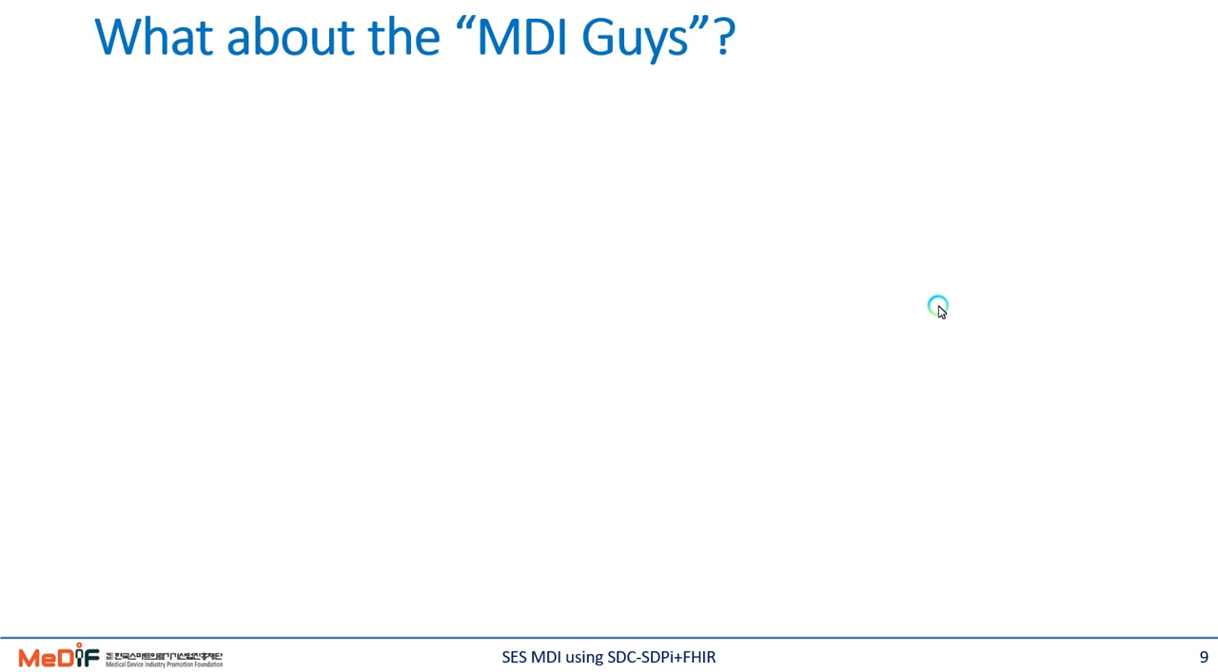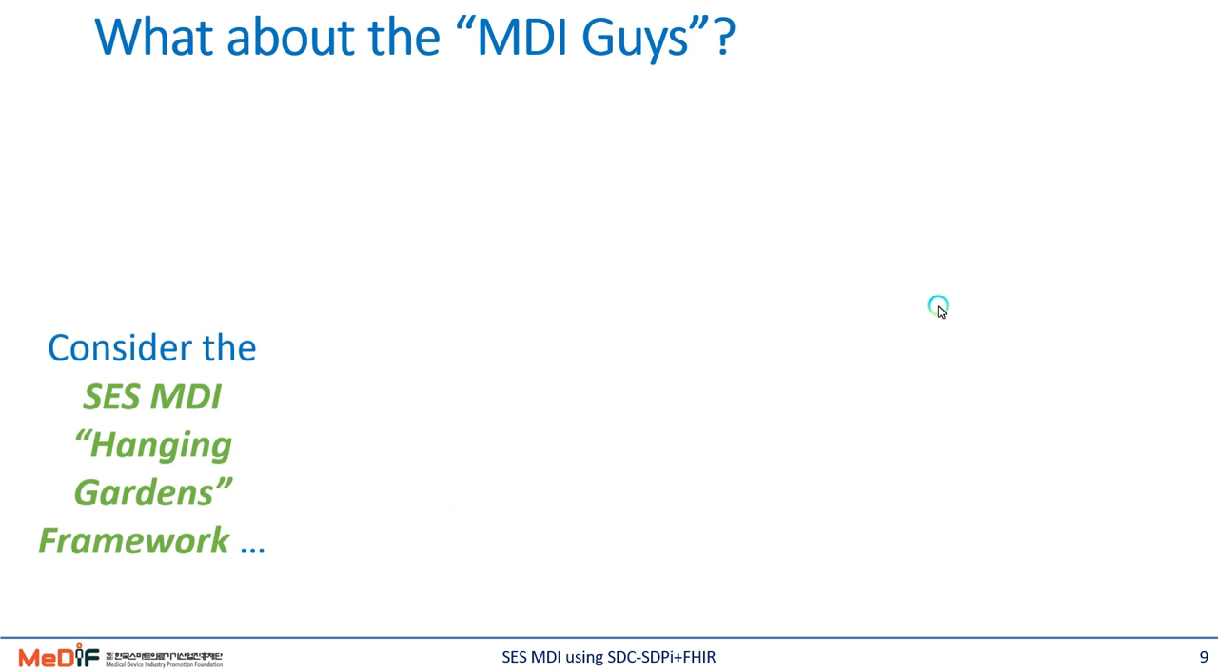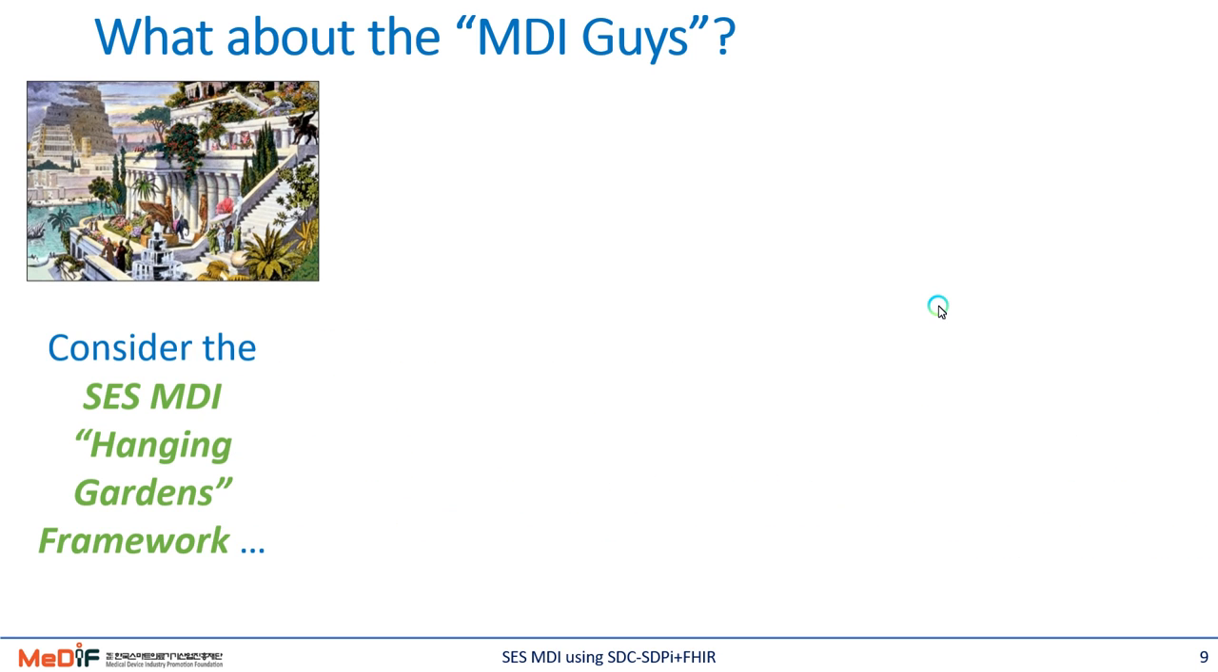But what about the MDI guys? I told you I'm a recovering software engineer at heart. What did we do? Well, consider the SES MDI together Hanging Gardens framework. Yes, this is the famed Hanging Gardens of Babylon. Notice the Tower of Babel in the background. Typically, we tend more towards the Tower of Babel, and we lack our semantic interoperability.